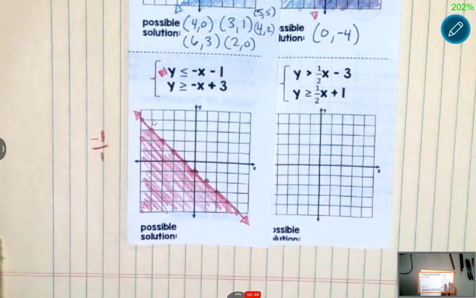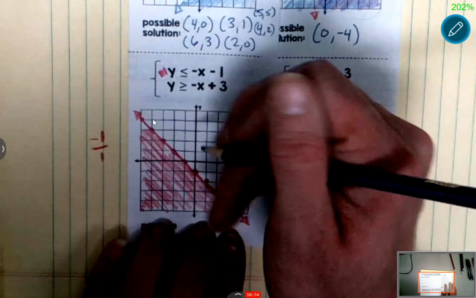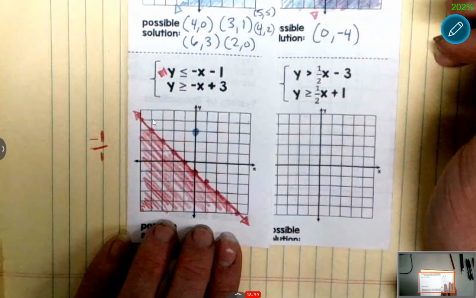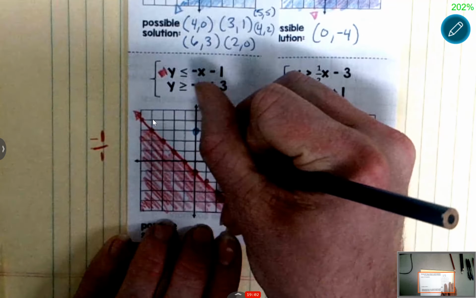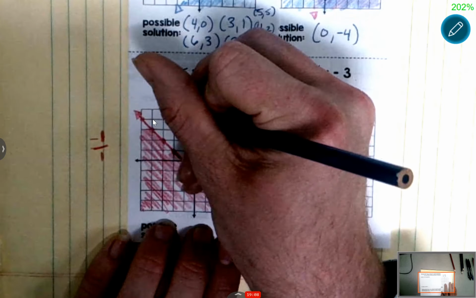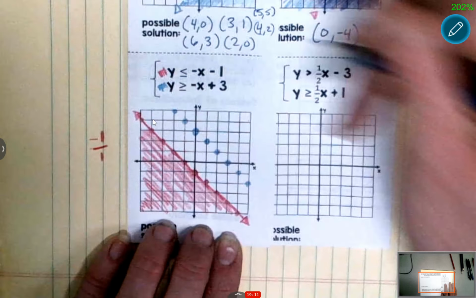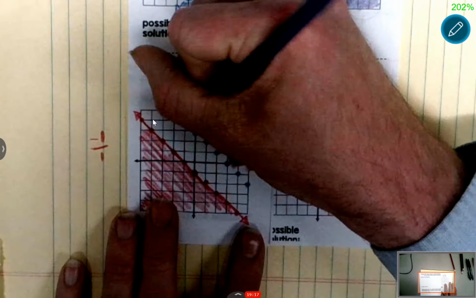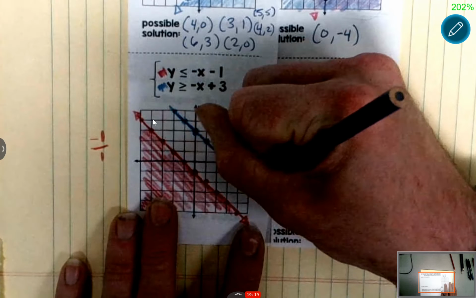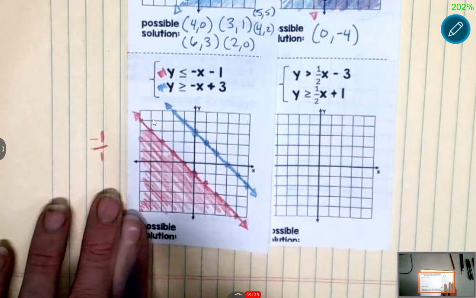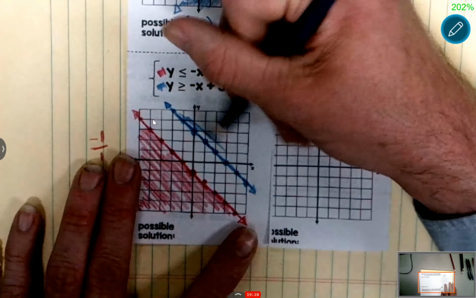Let's do the same thing with the other line. I'm going to start at my y-intercept again. This time it's 3. And my slope is the same, -1. So I'm going to go down 1, right 1. And I've plotted all my points. Again, it's equal to, so I'm going to do a solid line. And this time, y is greater than or equal to my boundary line. So I'll shade above.